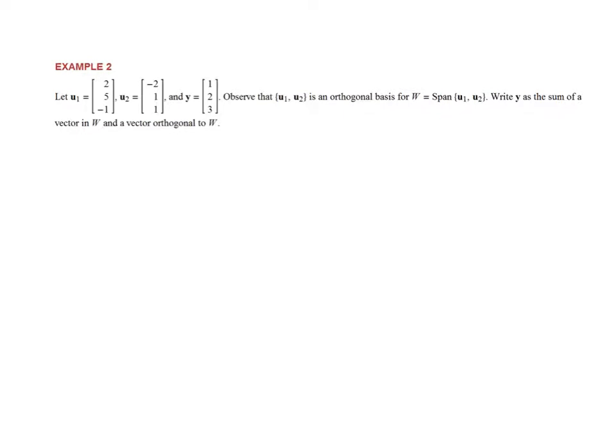In example 2, we're given some vectors u1, u2, and y, and the first thing they tell us is to observe that we have an orthogonal basis. If you take the dot product of u1 and u2, you do get 0. They are in fact orthogonal to each other. What we want to do in this question is write y as a sum of a vector in W, that is the span of u1 and u2, and a vector orthogonal to W. So we want to write that orthogonal decomposition. Therefore, we need the orthogonal decomposition theorem.